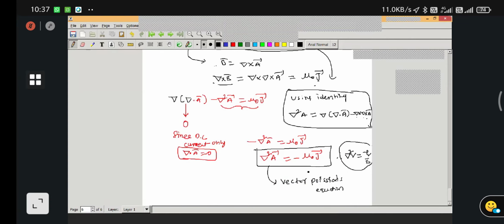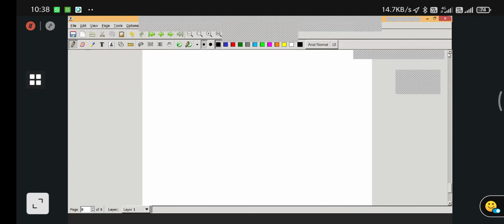This is very important. This is the vector Poisson's equation. Just keep it in mind. It is a direct identity formula: del square A equals minus mu naught J. Taking 10 minutes and the section will be closed. Please cooperate.